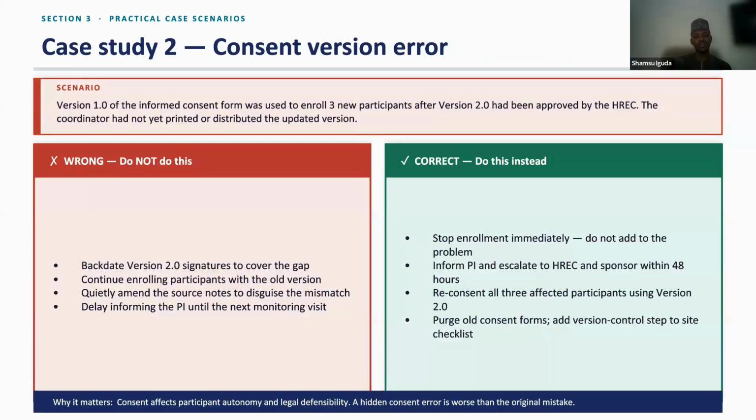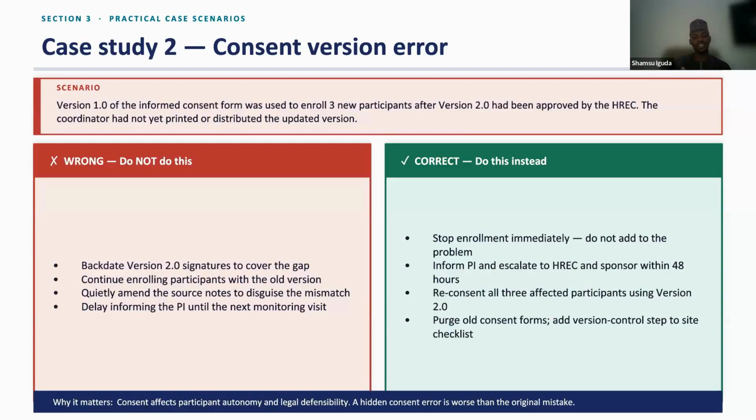So we are going to look at case 2, where the scenario involves the use of the informed consent form. Version 2 of the informed consent form has been approved by the Health Research Ethics Committee. The study coordinator received the approval notification by email. However, in the day-to-day pressure of running the site, she or he did not print or distribute version 2.0. So three new participants were enrolled and consented using version 1, that is the old version, instead of version 2.0.